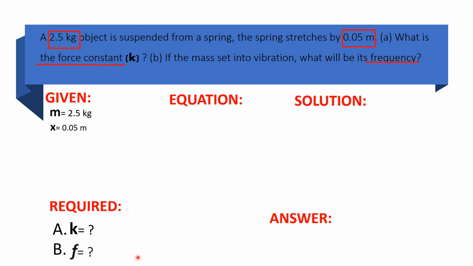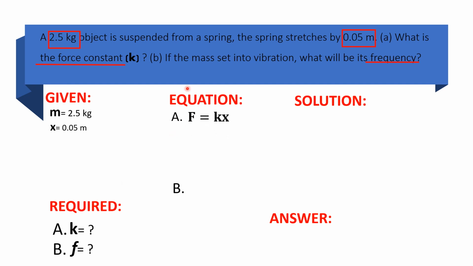And we have the V for the frequency. Okay. Since dalawa yung required natin, yung equation natin, it must be 2. So, we have equation A and equation B. For equation A, we need to find the value of K.